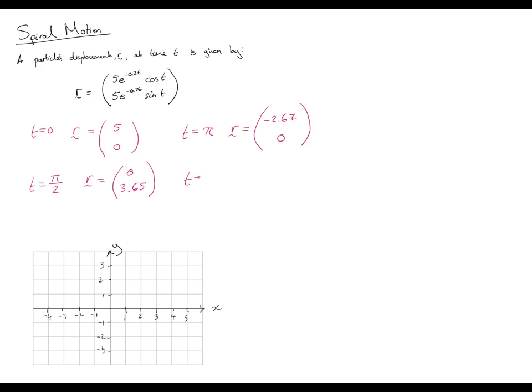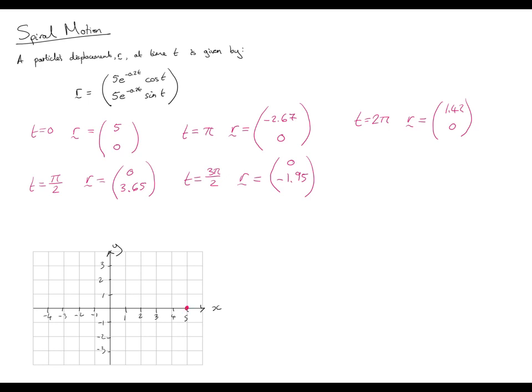We can look at when t is 3 pi over 2. That will give me a displacement vector of 0, minus 1.95. And finally, let's look at when t is 2 pi. That will give me a position vector of 1.42 and 0.